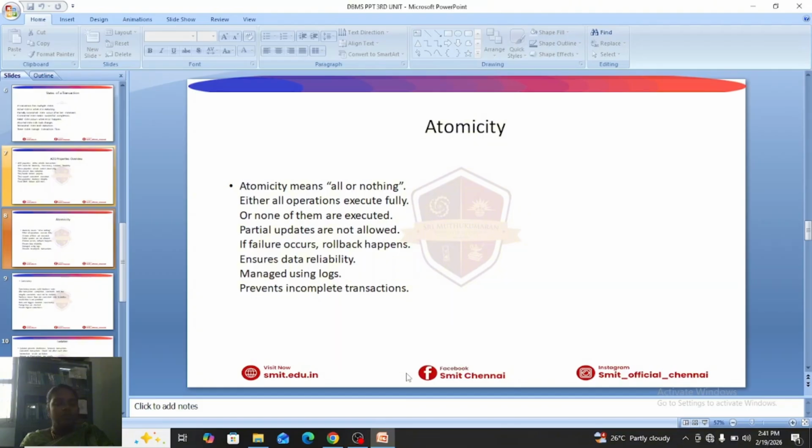Moving on to a brief on atomicity. As I said, it means all or nothing. Either all operations execute fully or none of them are executed. Partial updates are not allowed. If failure occurs, rollback happens. It ensures data reliability. It is managed using logs and prevents incomplete transactions.